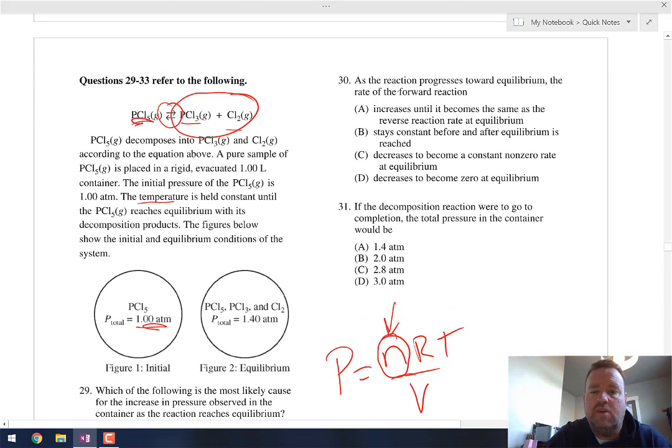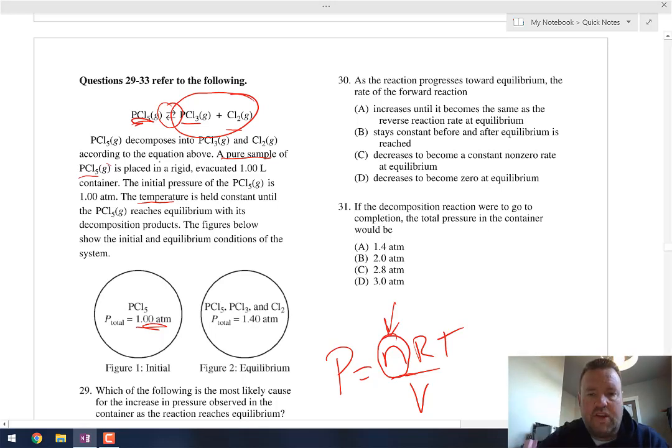Question number 30. As the reaction progresses towards equilibrium, the rate of the forward reaction, so it says a pure sample of PCl5 is placed into a rigid container. Okay, so you're not starting with any PCl3 or any Cl2. So as the reaction first starts, it's going to start out really quickly, but then as it approaches equilibrium, it's going to start to slow down. Okay, it's not going to go to zero, because then again, remember, equilibrium is they're going at the same rate in opposite directions.